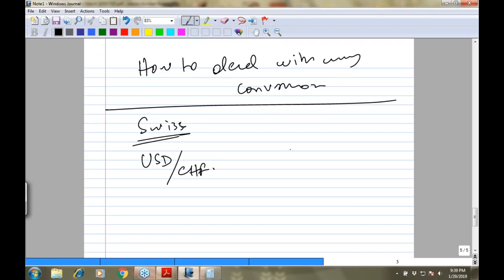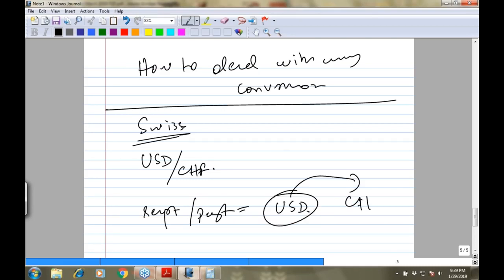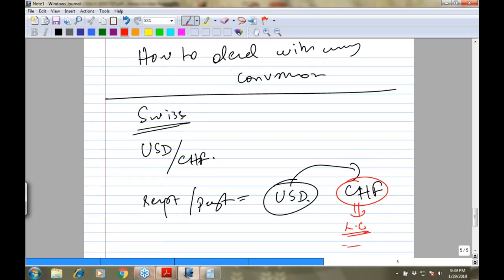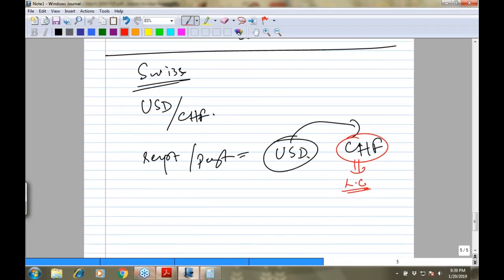Now, for example, if your receipts or payments are in USD, what you want is to convert these receipts or payments into CHF. I'm going to repeat: your receipts or payments are in USD, so you want to convert this into the CHF, which is your local currency. Now, at times the students get confused about whether we need to divide the rate or multiply the rate. So I'm going to explain this concept.